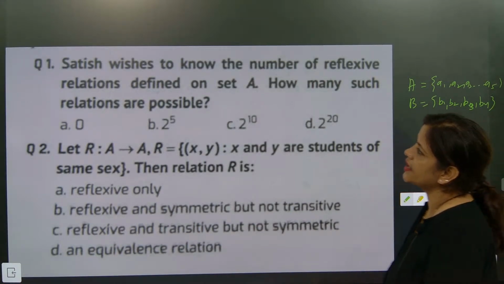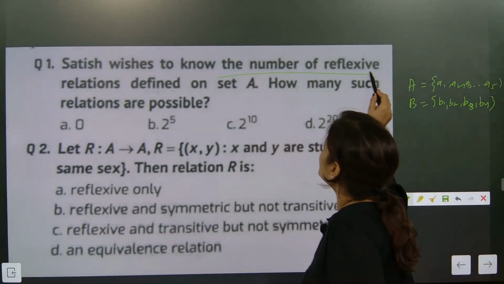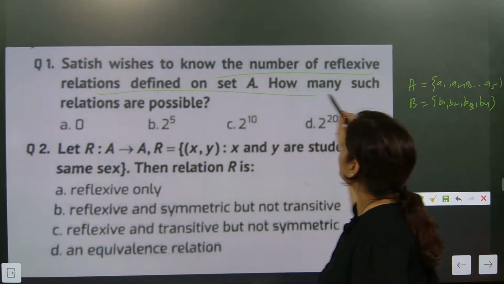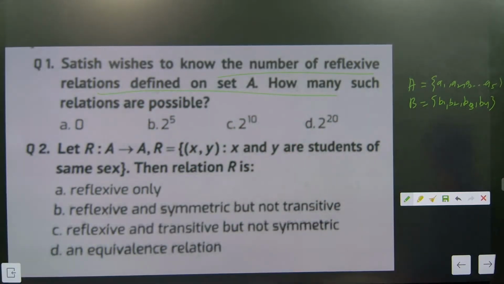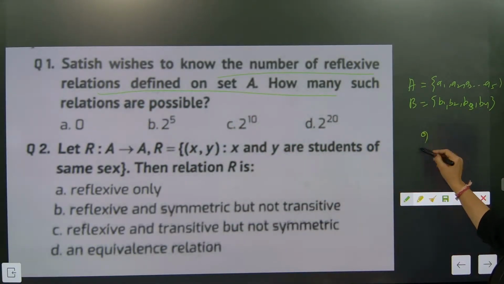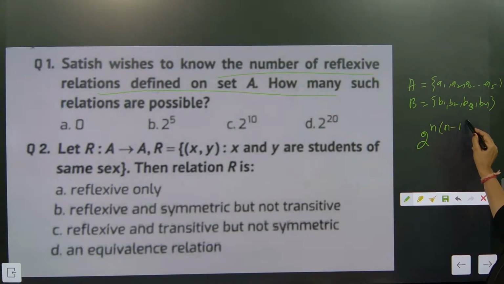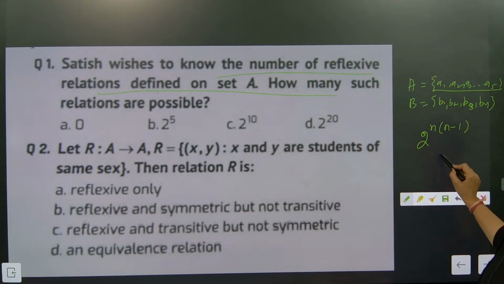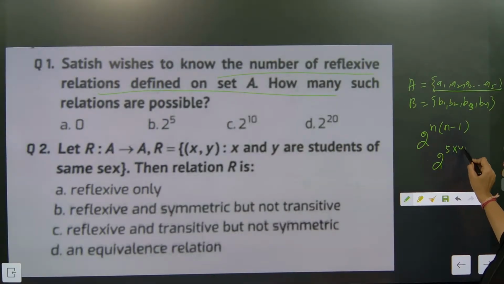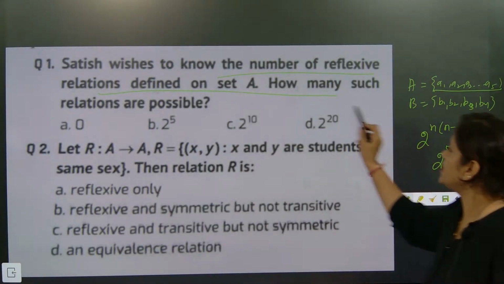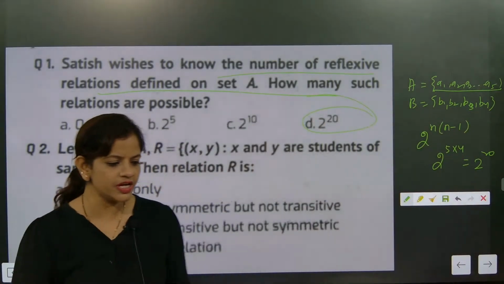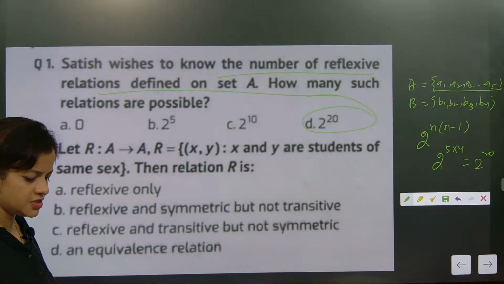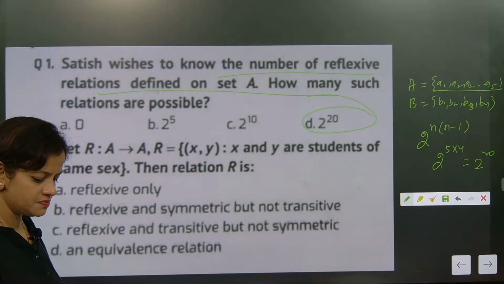After that, what are they telling? Satish wishes to know the number of reflexive relations defined on set A. Many times we have done this here. Reflexive relation is what? 2 to the power n squared minus n. So how many elements does set A have? Set A is having 5 elements now. 2 to the power 5 into 4, so 2 to the power 20. A is the answer. Come on, check. This is a very self-disciplined question.